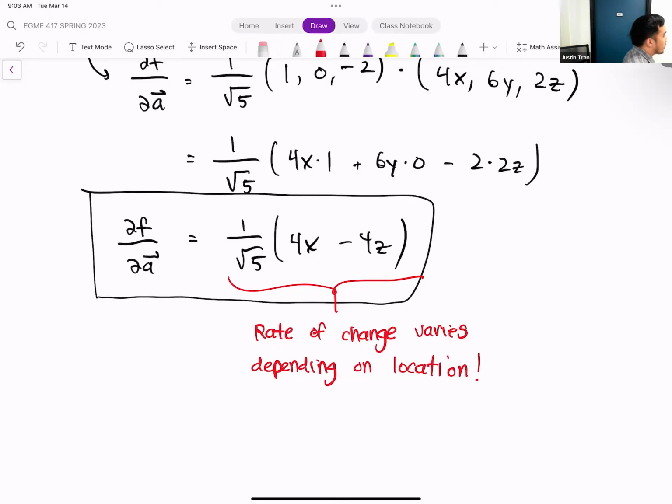Intuitively that makes sense too, right? If you're standing on top of a hill, the hill is going to be steeper at some parts than others. Depending on whether you're at the top, or halfway down the hill, or on the other side of the hill, the steepness is going to change because the hill is not built uniform. And so we have this rate of change here, but maybe we want to evaluate that rate of change at a particular location.